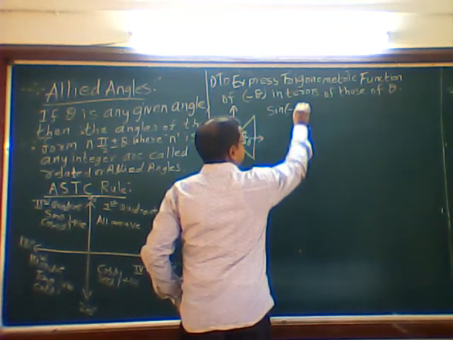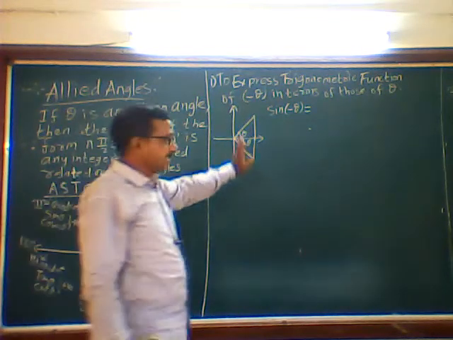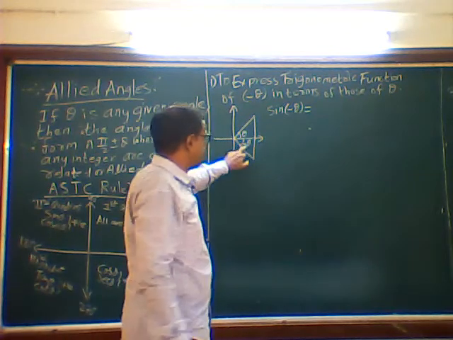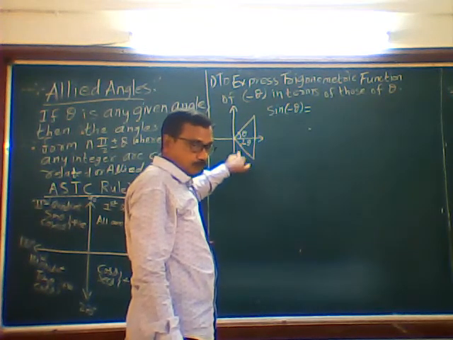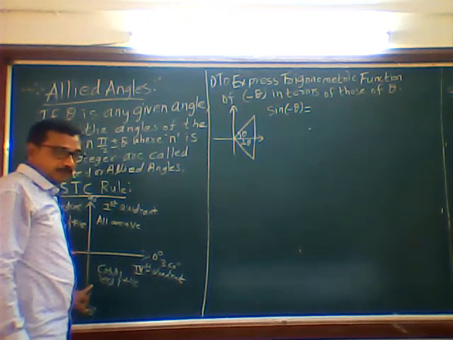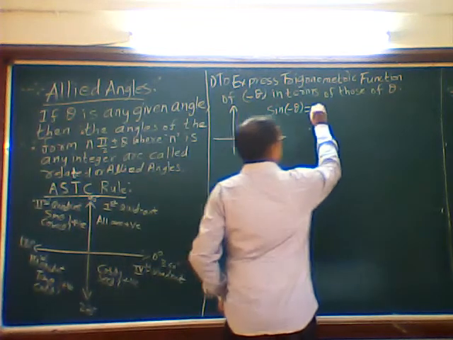Sin of minus theta. I have to write all the 6 ratios now. Now sin of minus theta. Where is theta lying here? Minus theta, 4th quadrant. In 4th quadrant, only cos and sec are positive. Remaining all are negative. So it will be minus sin theta.